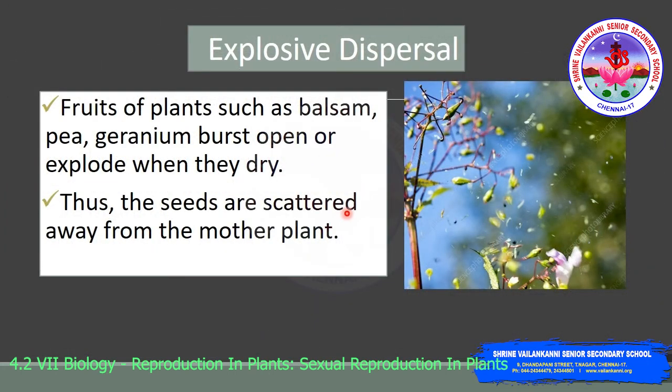Another method through which the seeds are dispersed is the explosive dispersal, where fruits of plants such as balsam, pea, geranium burst open and explode when they dry. In these cases, the seeds are scattered away from the mother plant.